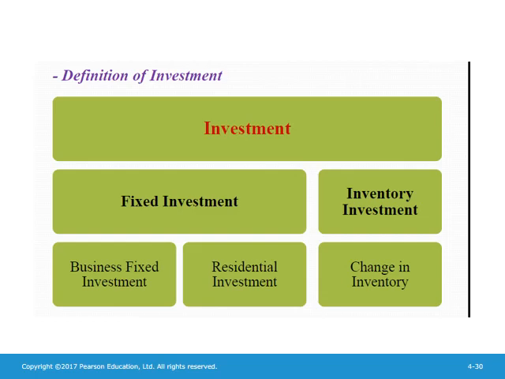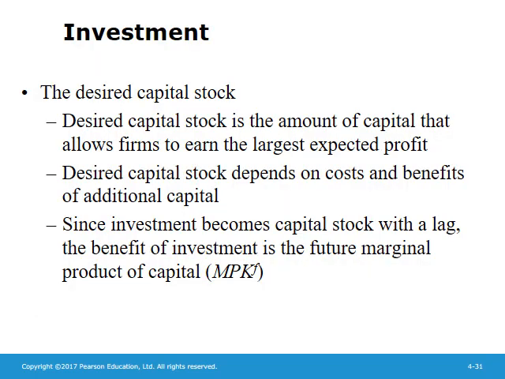Like we saw before, investment can be residential, non-residential, inventory investment, and so on. Residential in houses and so on, building factories, buying machines, improvement in software, all these are types of investment. All of them increase the ability to produce.